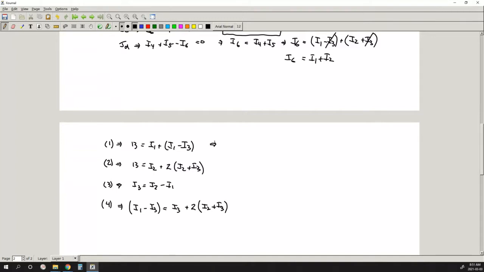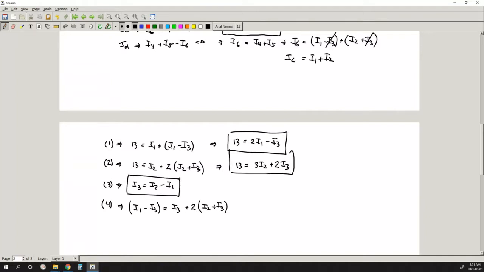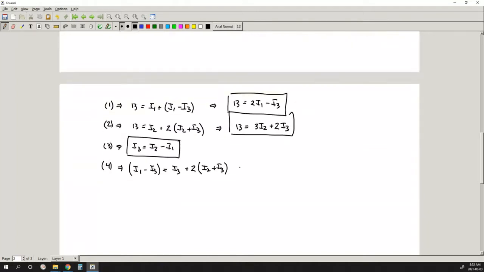So just cleaning up here a little bit, we'll have I3 is equal to 2 I1 minus I3. Okay. Equation 2, as we continue to work with it here, gives us I3 is equal to 3 I2 plus 2 I3. So that's one equation. That's another one. This one we're not touching. We'll just leave that as is, and we'll work with this one a little bit.